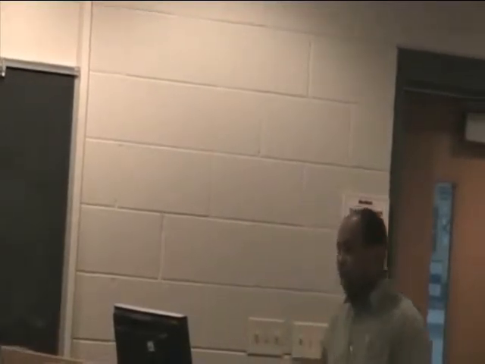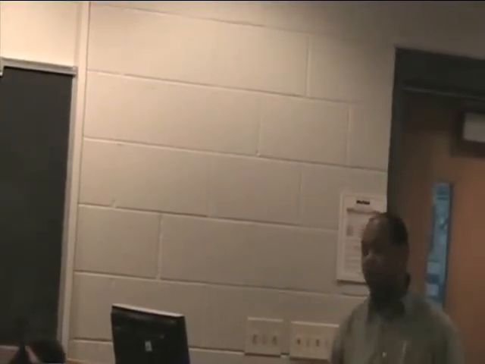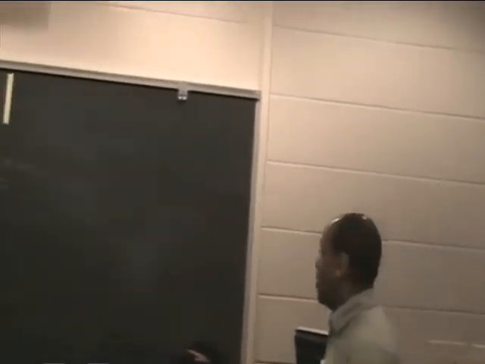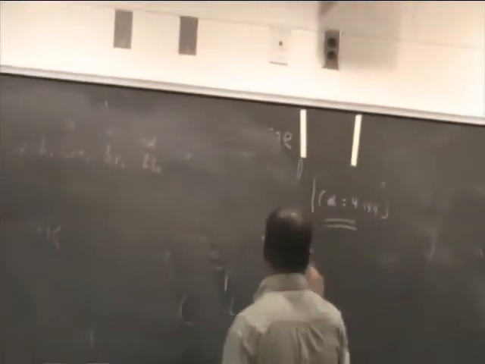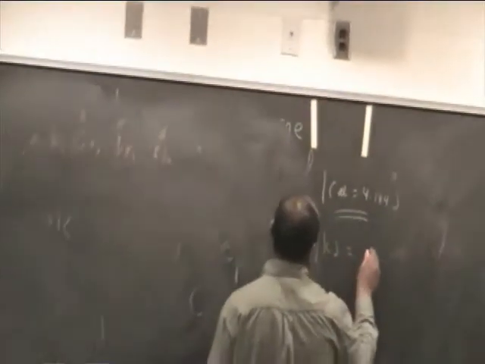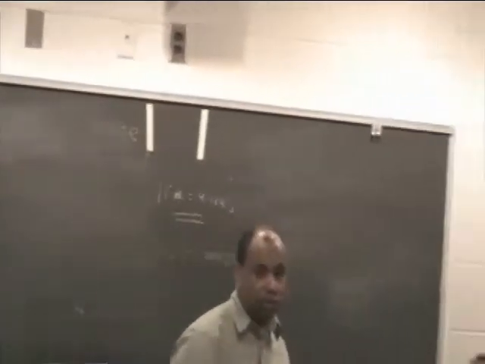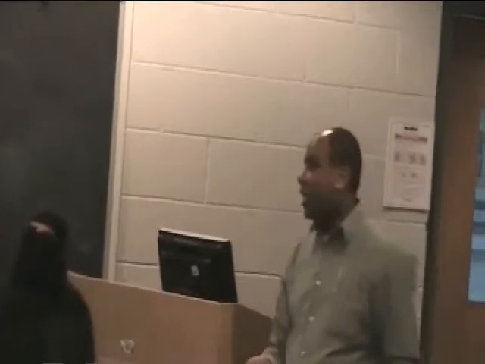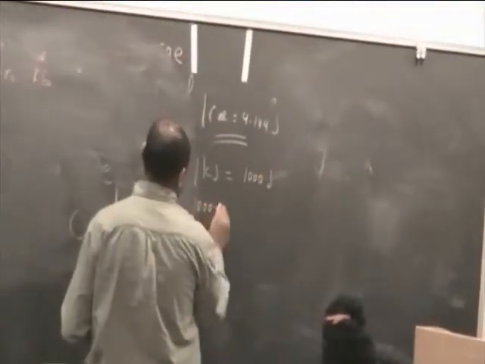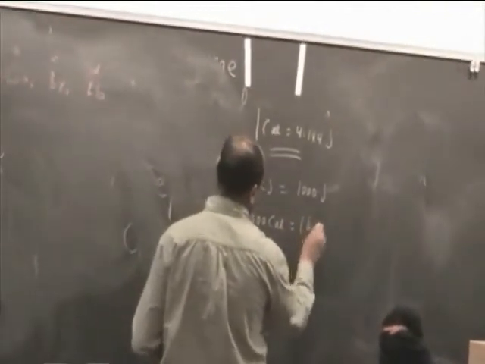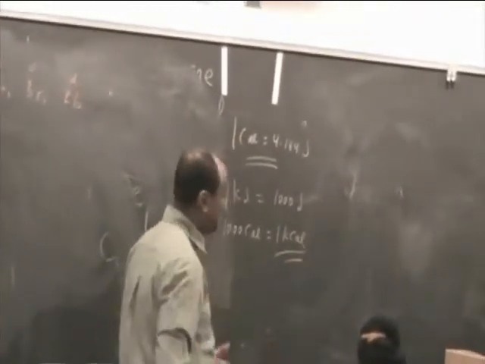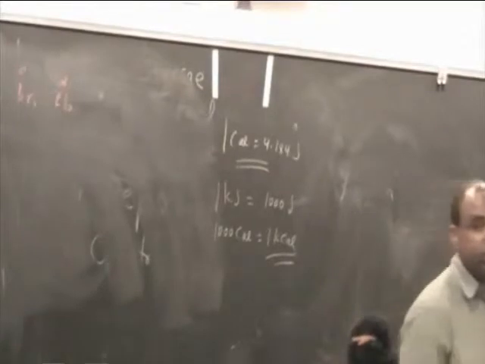There are also other units, like 1 kilojoule. What do you think 1 kilojoule will be equal to? 1,000 joules. Okay, 1,000 joules. We also have 1,000 calories. 1,000 calories equals how many kilocalories? 1 kilocalorie. Yes. 1 kilocalorie. You have to be familiar with these units.